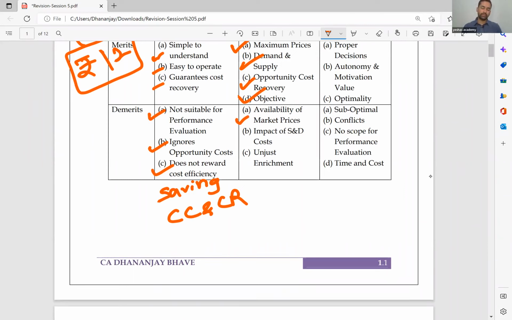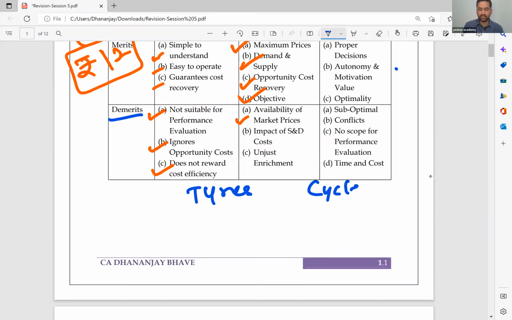Availability of market prices. The biggest demerit is the price available? Do we have the correct information? Suppose division 1 makes tires. Division 1 is making tires. Division 2 is assembling all the parts and they make cycles. Now tire is getting transferred to cycle division, department 1 to department 2.